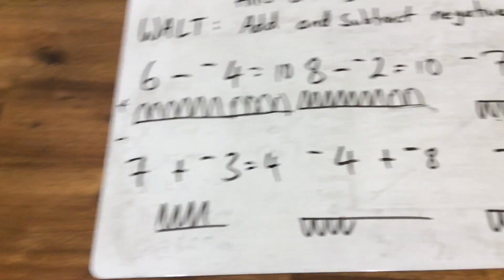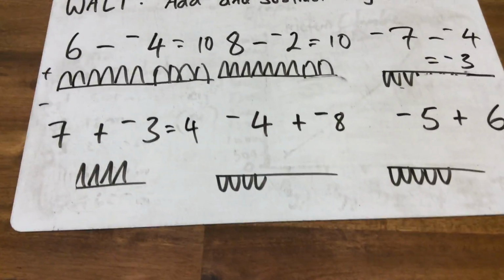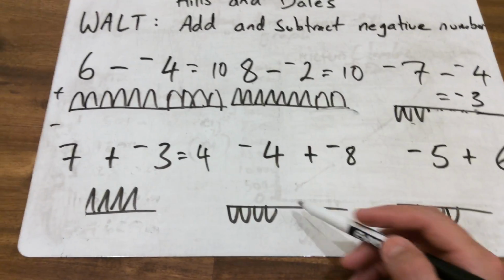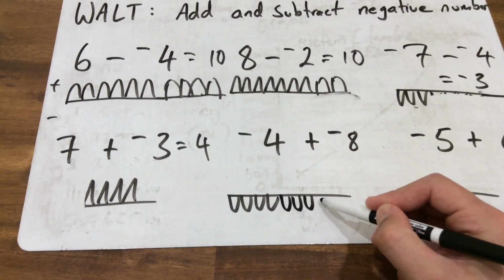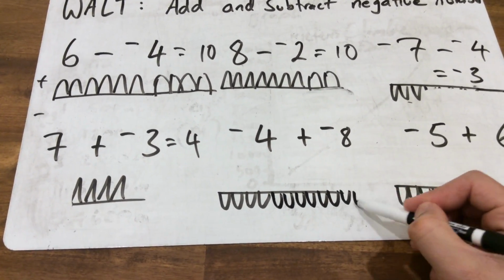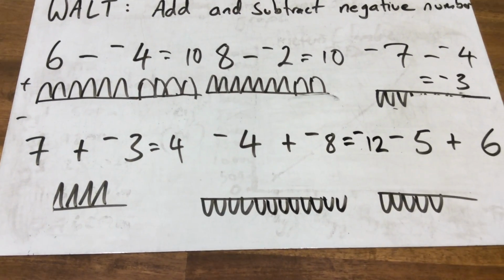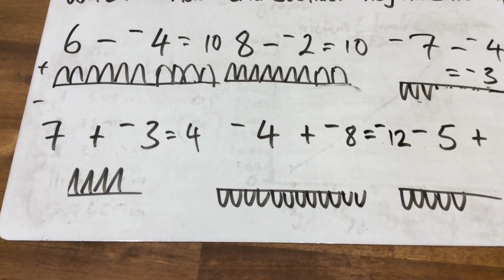Next one again. This one here is negative 4 plus negative 8. So I'm just giving them basically 8 more valleys. So my answer is going to come out as negative 12. So that one is quite nice and straightforward.